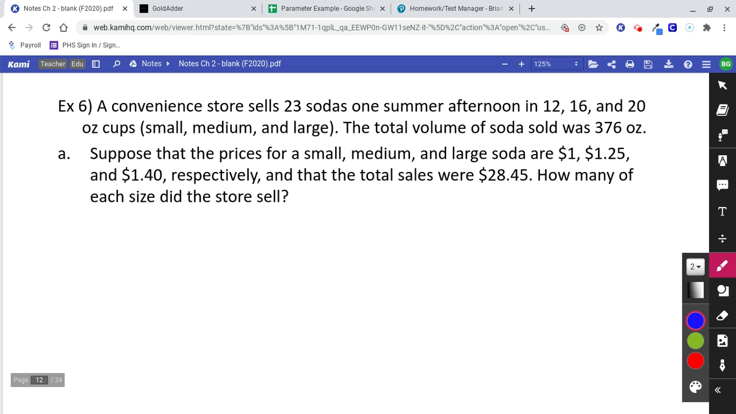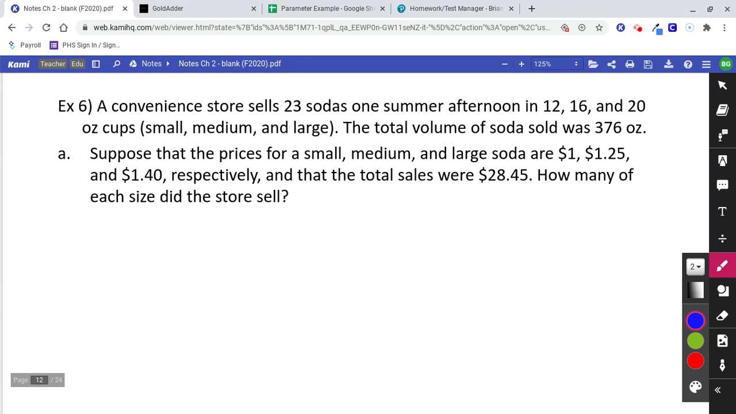A convenience store sells 23 sodas in 12, 16, and 20-ounce cups. The total volume sold was 376 ounces. Suppose the prices for small, medium, and large are $1, $1.25, and $1.40 respectively, and that total sales were $28.45. How many of each size did the store sell?